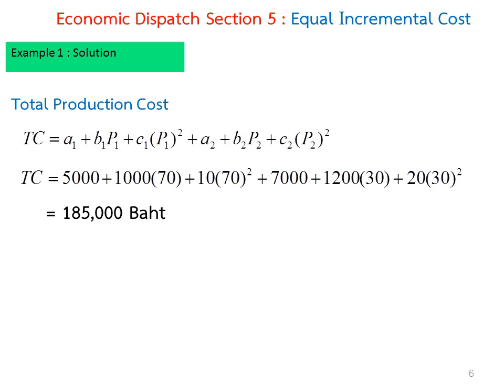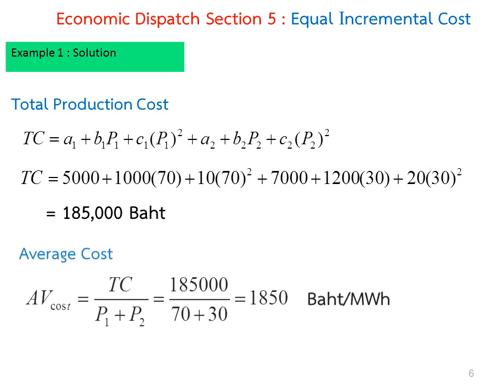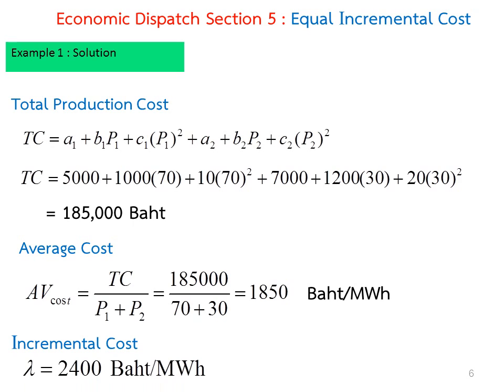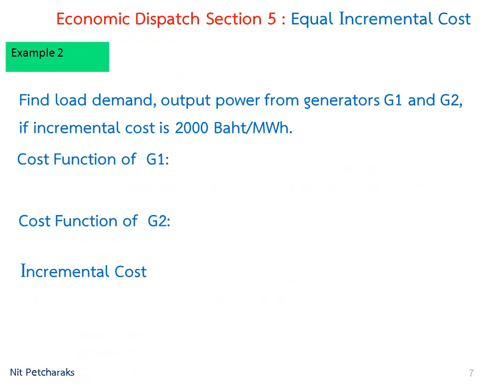The total cost is 185,000 baht, whereas average cost is 1,850 baht per megawatt hour. Incremental cost is 2,400 baht per megawatt hour.